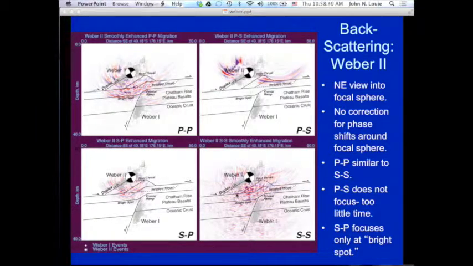Okay, and there's the S to S. There's still good correspondence. We're seeing in some places the top and the bottom of the slab interface. But the interesting thing is the P to P is the strongest. Whether it's backscattering or forward scattering, the P to P is the strongest, especially from this bright spot. You see it somewhat in S to S.